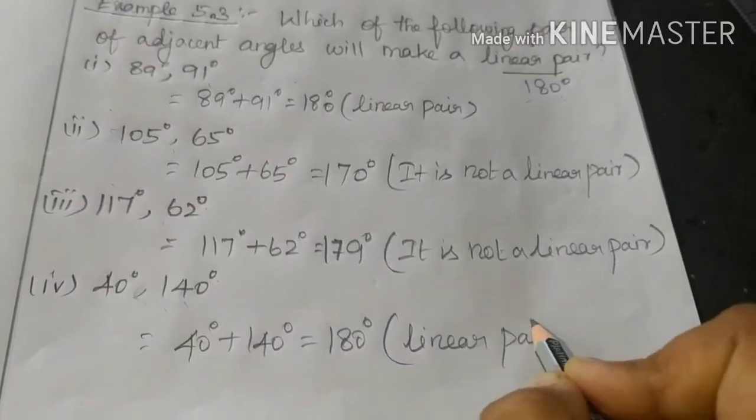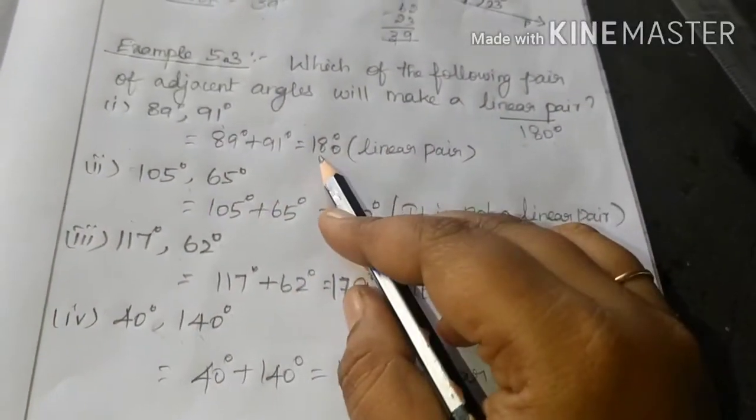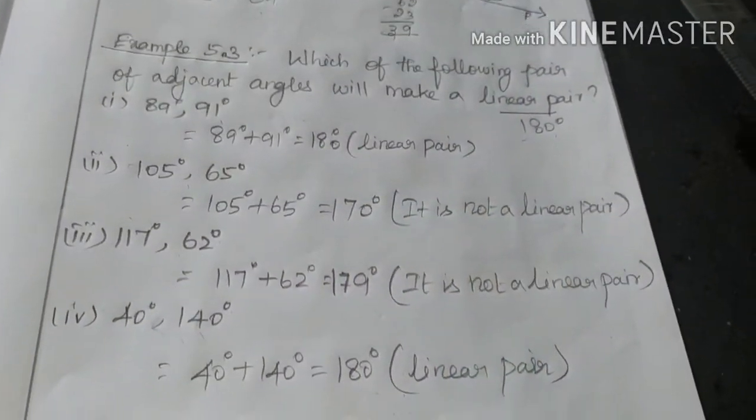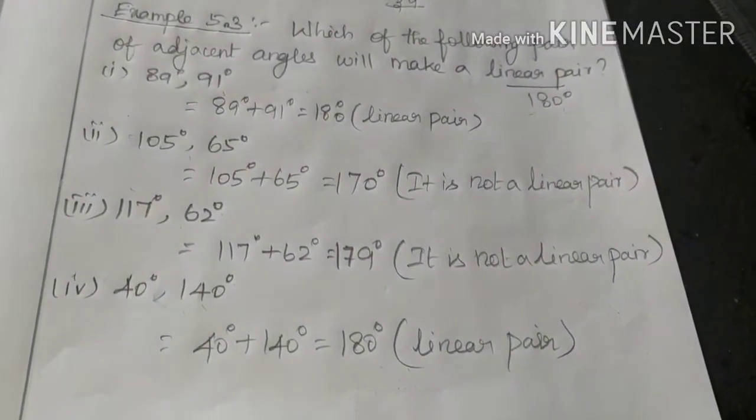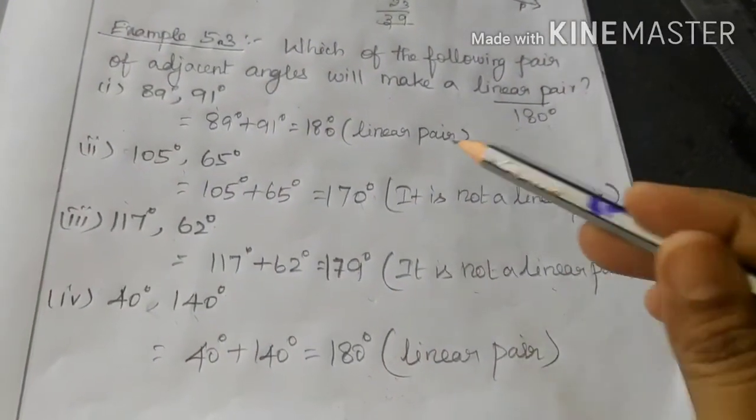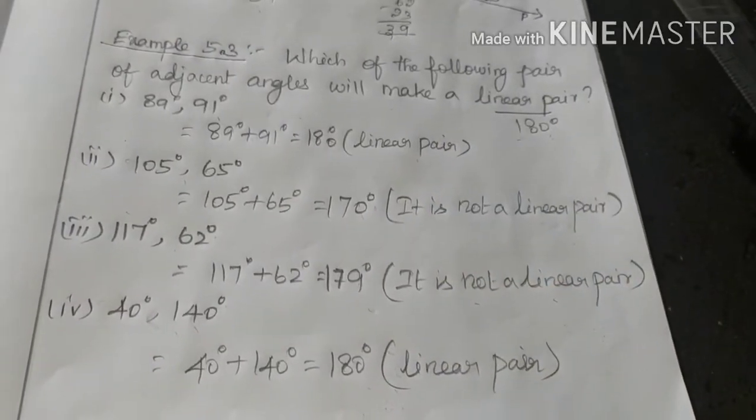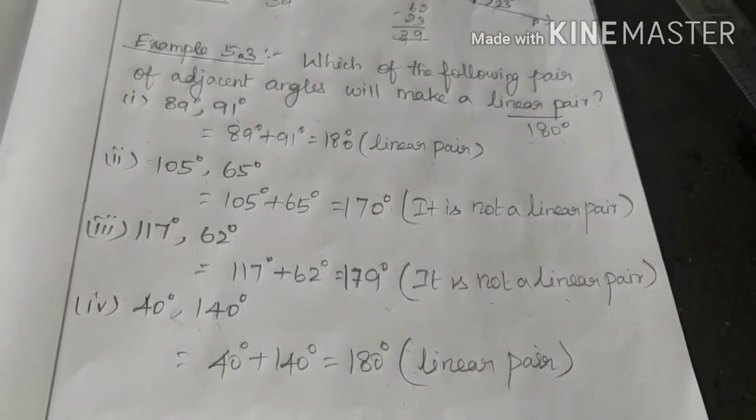Are you clear, children? Two adjacent angles, add them, and if we get 180, it is a linear pair. For these two we did not get 180, so it is not a linear pair. These two angles we got 180 degree, so it is a linear pair. Okay, are you clear, children?